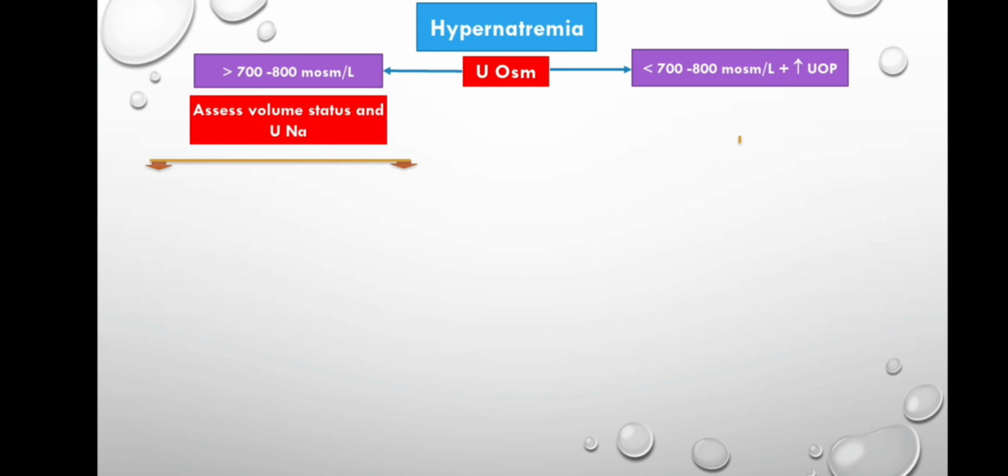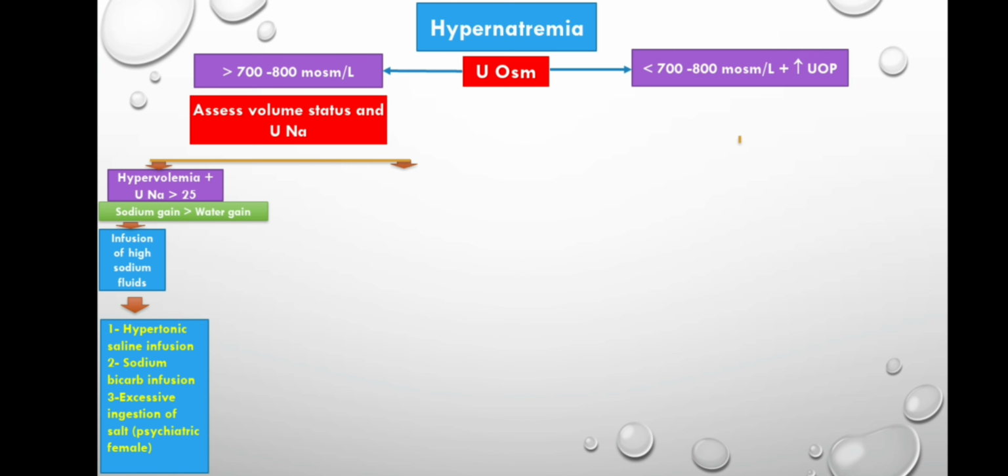If urine sodium is more than 25, this indicates that there is sodium gain with water gain, but the sodium gain is more than the water gain. Usually this is because of an iatrogenic effect, where we are giving the patient some hypertonic fluid causing hypernatremia, like hypertonic saline infusion or sodium bicarb infusion. In some cases, psychiatric female patients receive excessive ingestion of salt.